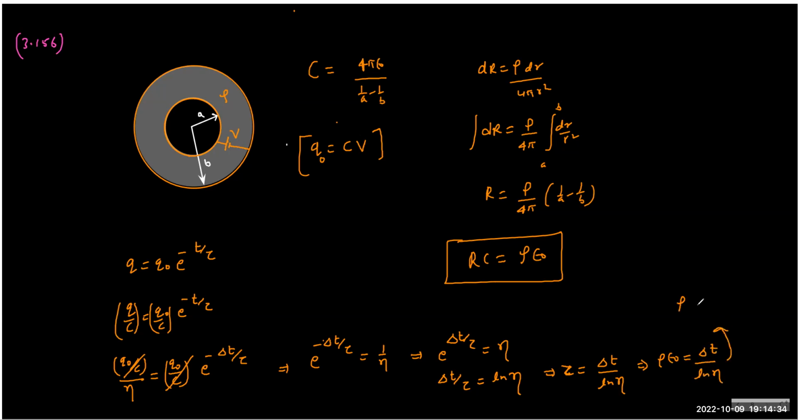So the rho will be, don't worry, this I will teach you shortly after, maybe after today's lecture. So the answer should be delta t by epsilon naught ln eta.